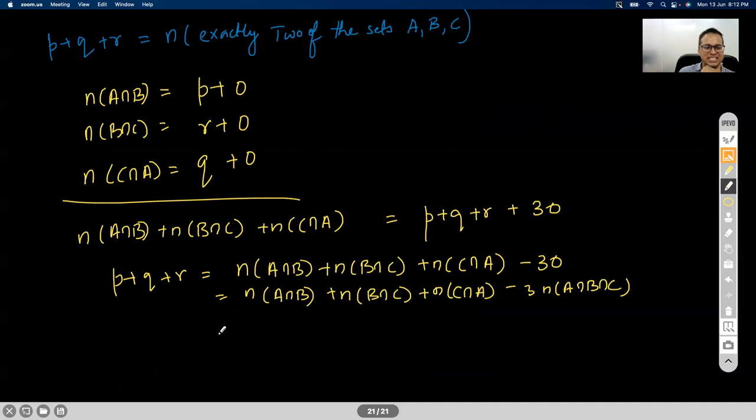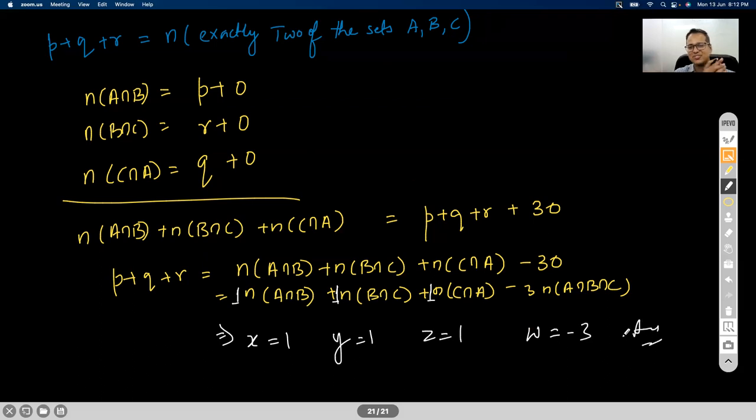So clearly, if I put a 1 here, 1 here, 1 here, it means that X is 1, Y is 1, Z is 1, and W is minus 3. Is it fine? Simple.